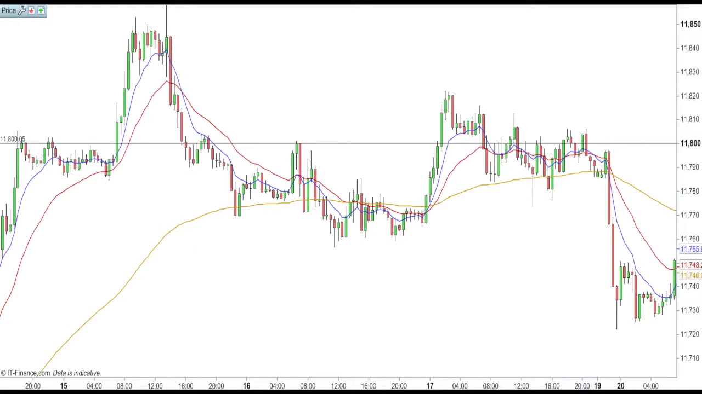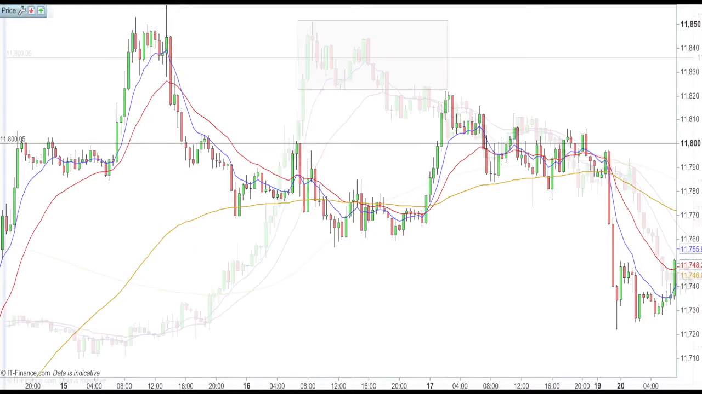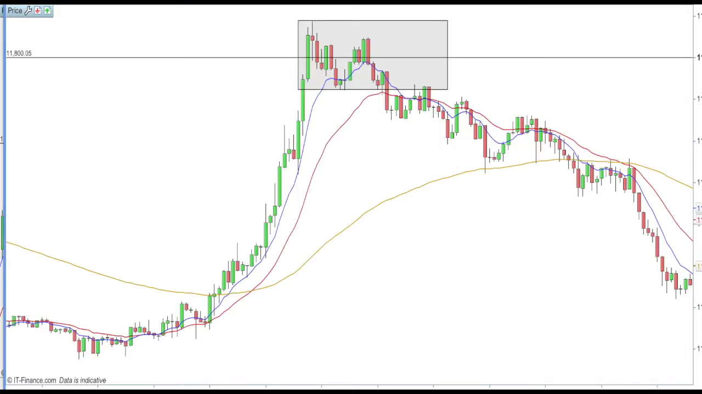So let's have a look at what actually did happen. And you can see this is the 5-minute chart. This is my trading time frame for the Euro US dollar, and the market rose up to the 11,800 level, which is where we had our horizontal level, and you can see that we got a double top. So there's a high and there's a lower high.